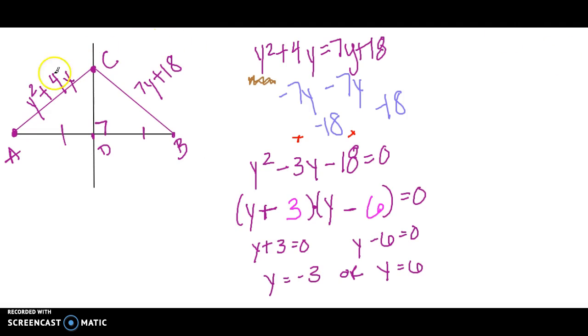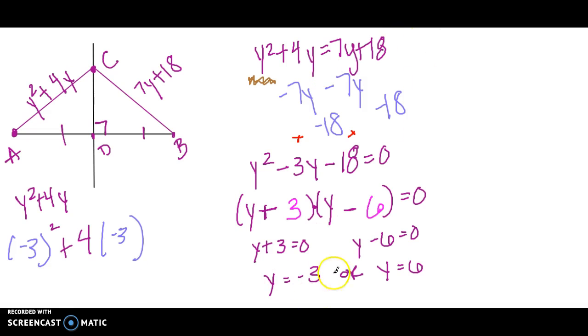However, it is connected to this picture, and since this picture involves side lengths, you need to make sure that when you plug in negative 3 and 6 to the 7y plus 18 and this y squared plus 4y, you're not going to get a negative number, because you can't have negative side lengths. So I'm going to go over here under my picture, and I'm going to start with the y squared plus 4y. But instead of y, I'm going to put negative 3. So I'm going to have negative 3 squared plus 4, and then in parentheses I'm going to have negative 3 again. And we're going to figure out what that is.